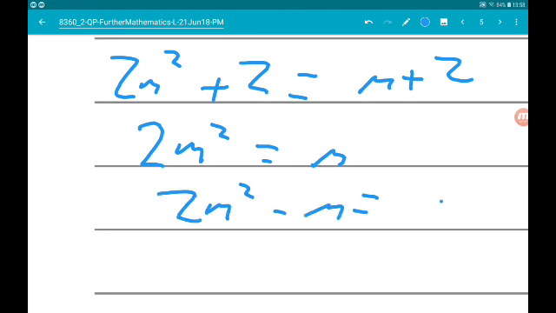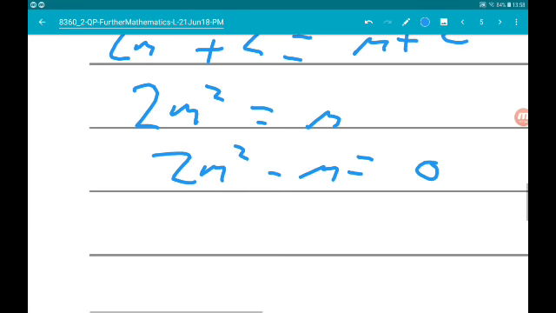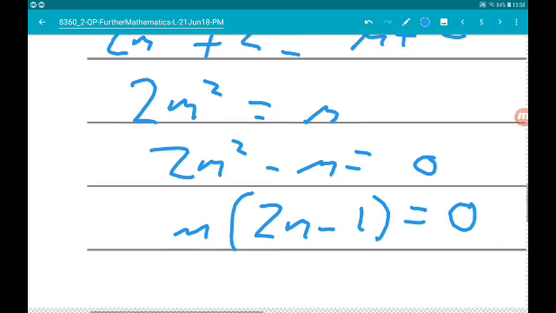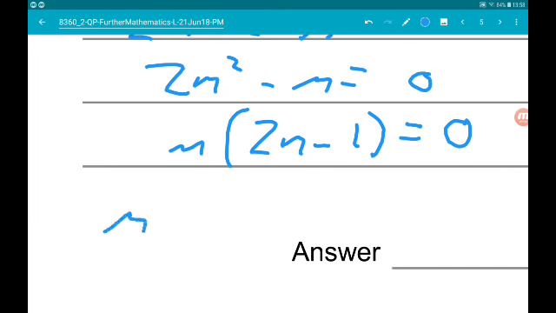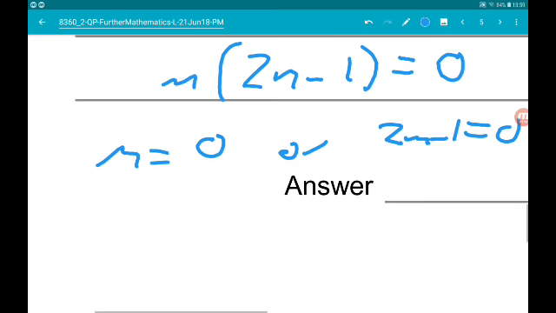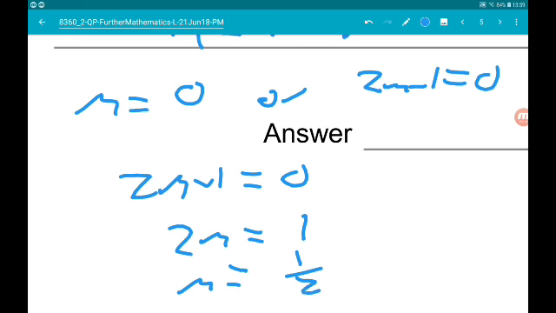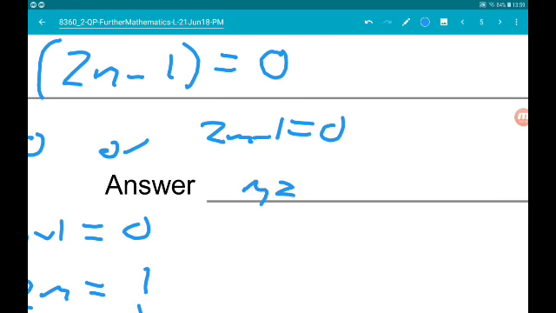minus m is equal to 0. Factorise, we get m times 2m minus 1 is equal to 0. So either m is equal to 0 or 2m minus 1 is equal to 0. Now if 2m minus 1 is equal to 0, add the 1. 2m is 1, m is 1/2. So m is 0 or 1/2. Cool.